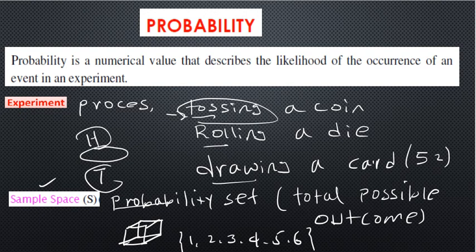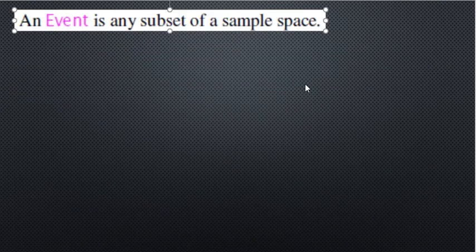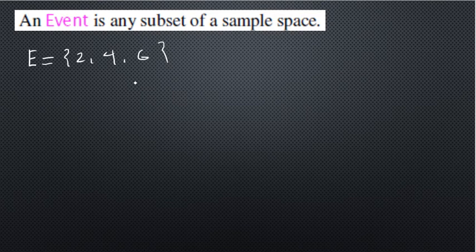Let's go to the next one. The next one is an event. An event is any subset of the sample space. For example, as we said before, after rolling a die, what is the probability of getting, okay, the event, I'm talking about the event, getting even numbers. Those even numbers are 2, 4, and 6. After rolling a die, there are no other even numbers other than 2, 4, and 6.